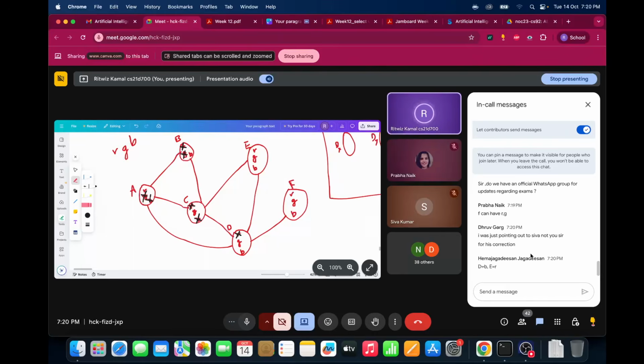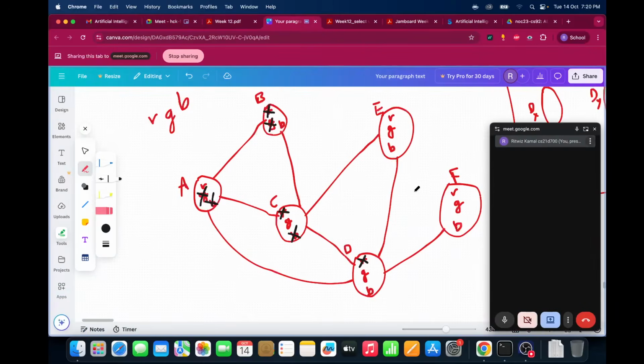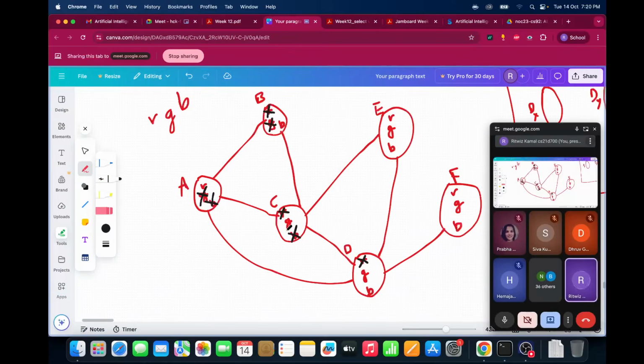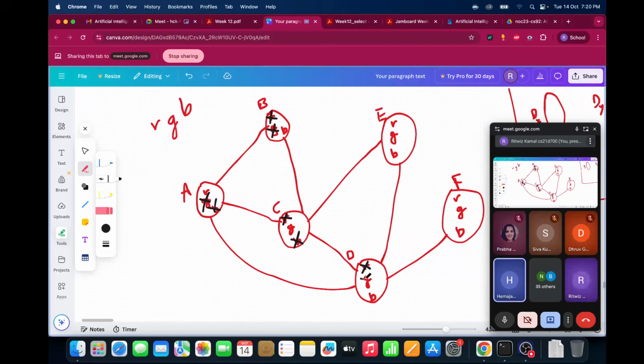Okay, so it's 7:20 already. So let's discuss the solution. I was about to wait for 1 minute, but I guess I took the 1 minute. So okay, so C will have green. So if C has green, can D have green? No. So we will remove green from D, and we will also remove green from E. Correct? And B. Yeah, and B as well. For B it is already crossed out. Green is already crossed out for B.